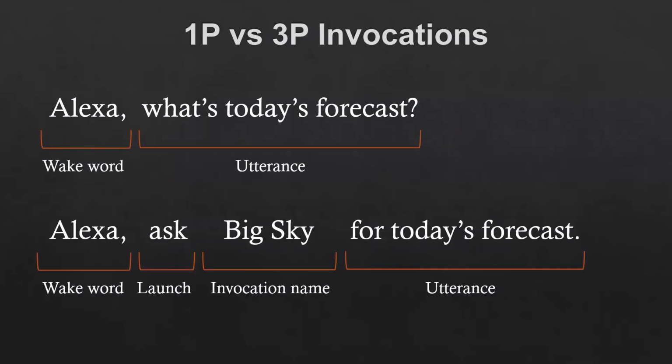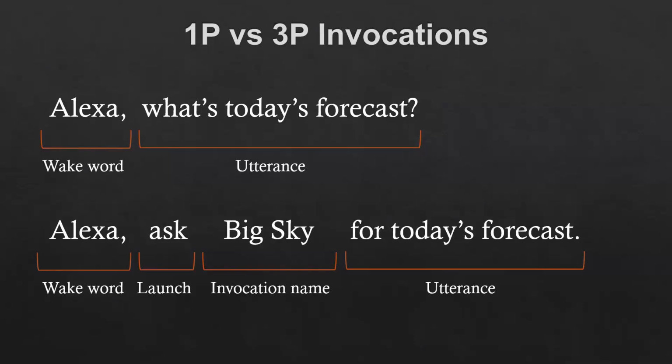There are also different types of invocations, 1P versus 3P. An example of a 1P invocation would be, "Alexa, what's today's forecast?" Because in this case, Alexa is the wake word, and "what's today's forecast" is the utterance, or basically what the user said. And this is a 1P invocation because instead of being handled by a third-party skill, Amazon itself is just handling it.